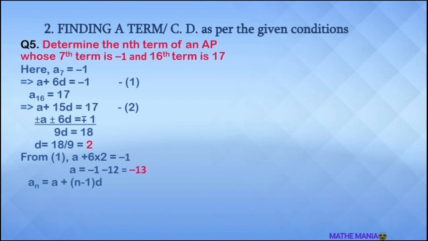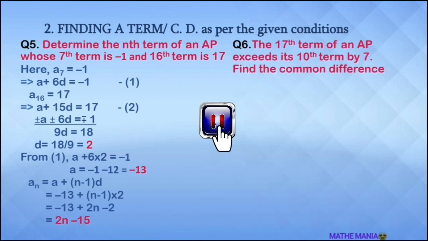Now the nth term is an, which is equal to a plus n minus 1 d. Replacing the values of a and d, we get minus 13 plus n minus 1 into 2. Opening the bracket and simplifying, minus 13 minus 2 becomes minus 15. So 2n minus 15 is the nth term. Okay, now pause your screen and solve the next question.